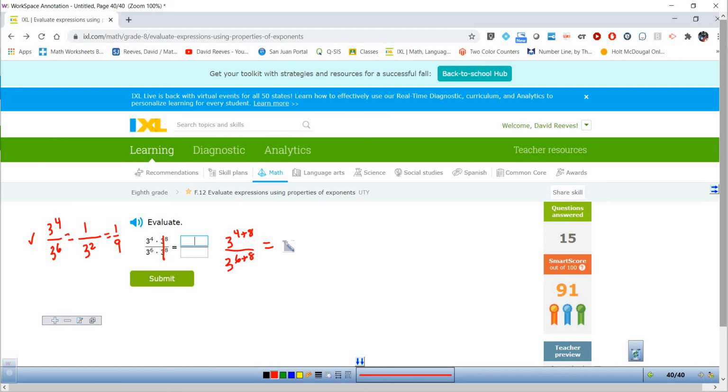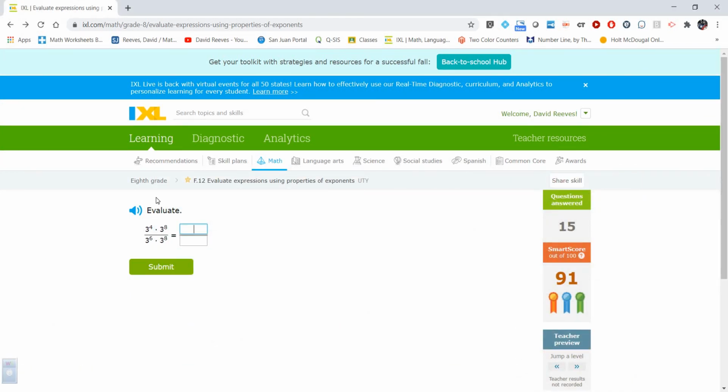If you didn't realize that and you just plugged along, you would get 3 to the 12th over 3 to the 14th. And again, if you subtract, you get 3 to the -2, which is 1 over 3 squared, which is 1 over 9. Okay? There we go. Alrighty, and it just keeps going from there.